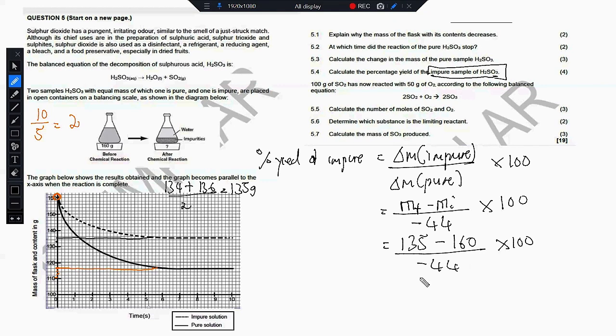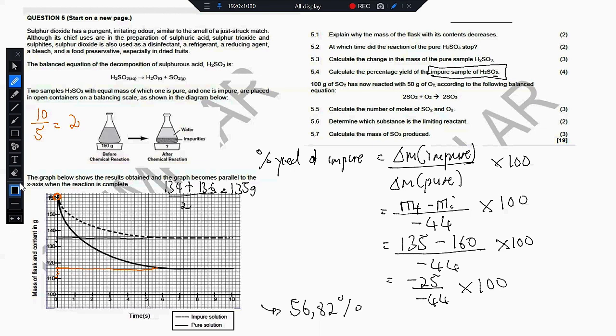Then multiply by 100. Now we find that the difference from the 160 all the way to the 135 is negative 25. So negative 25 divided by negative 44 multiplied by 100. Then you simply just have to punch this into your calculator. And then you get your solution, which is 56.82%. Right. So this is the percentage purity of the impure sample.